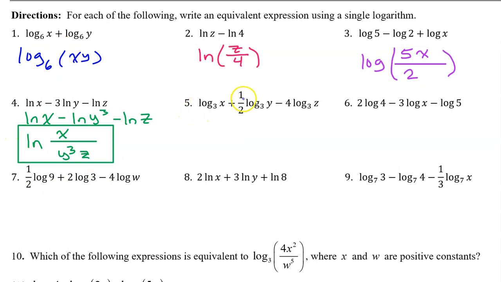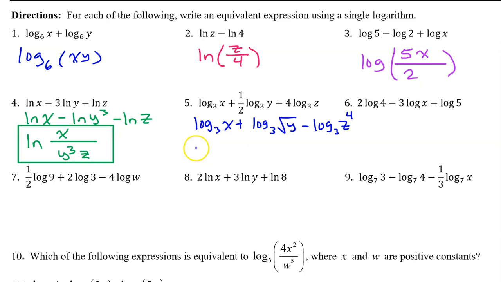On number 5, we need to move this 1/2 to the exponent, and we need to move the 4 to the exponent. So we will get the log base 3 of x plus the log base 3 of y to the 1/2 power. Understand that y to the 1/2 power is the square root of y. So I'm going to prefer to write it that way. Square root of y minus the log base 3 of z to the 4th power.